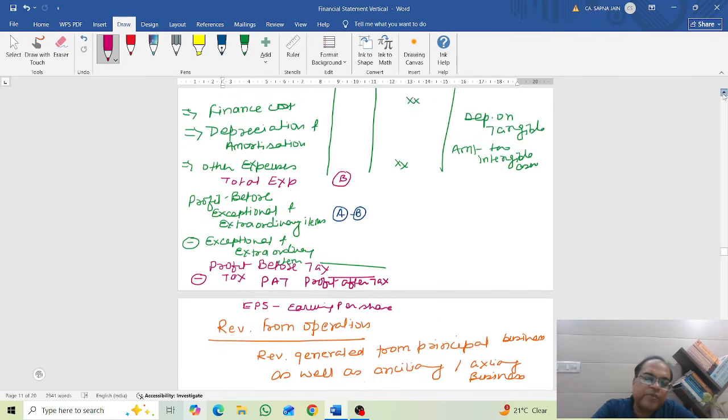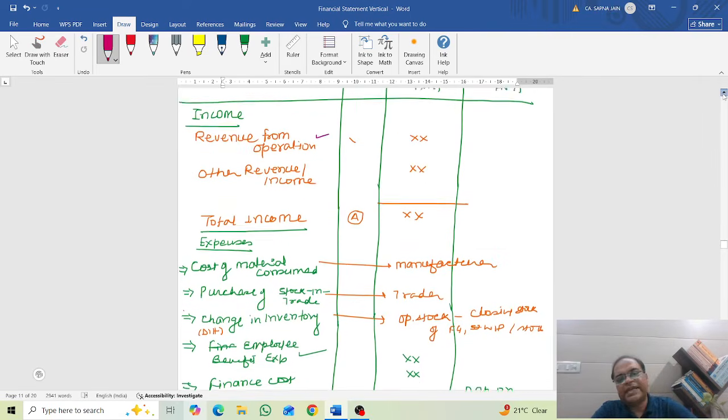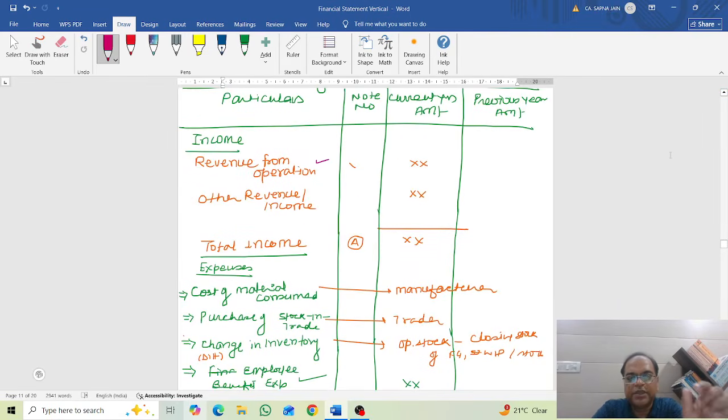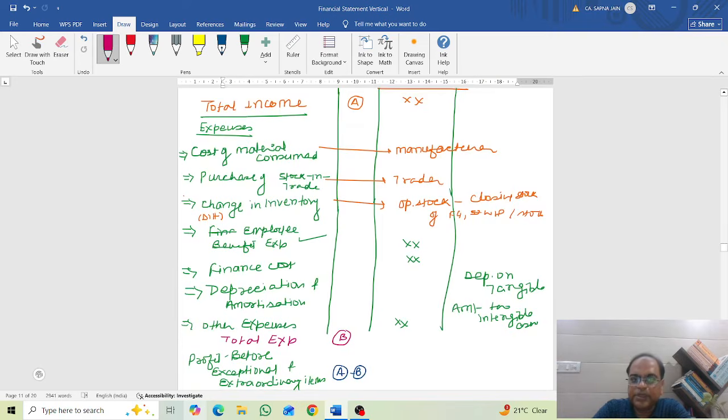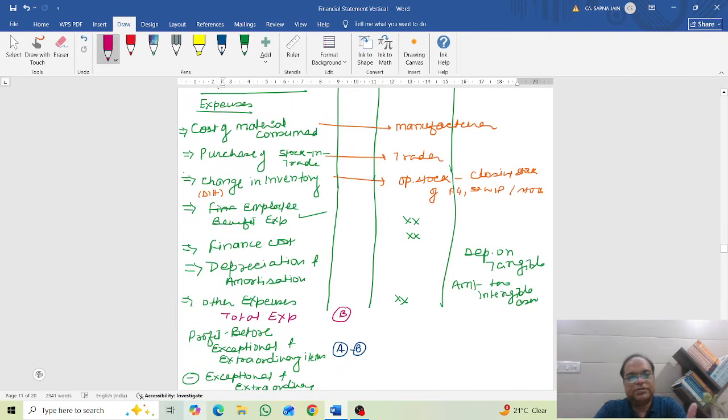For preparation of income statement, the first item is the revenue from operation. The second item is the other revenue. Now the total of revenue from operation and other revenue is called total income. Now we will subtract: first, cost of material consumed; second, purchase of stock in trade; third, change or difference in inventory; fourth, employee benefit expenses; fifth, finance cost; sixth, depreciation and amortization; and seventh, the last item, other expenses.